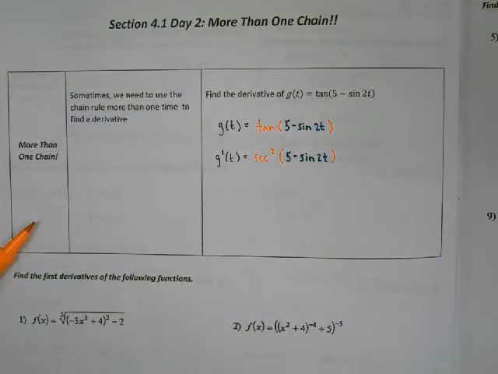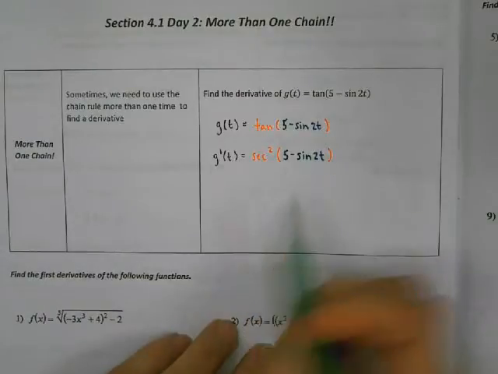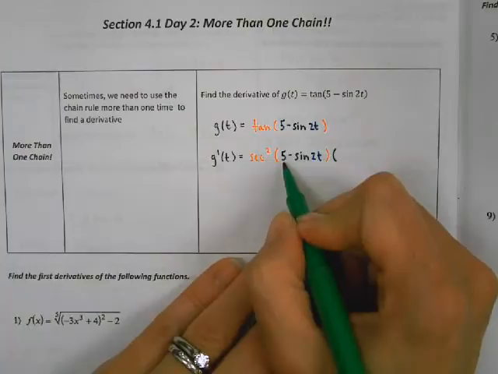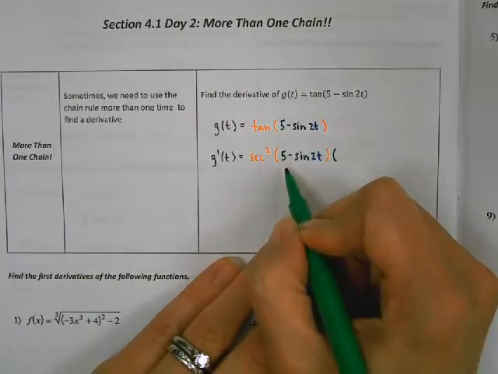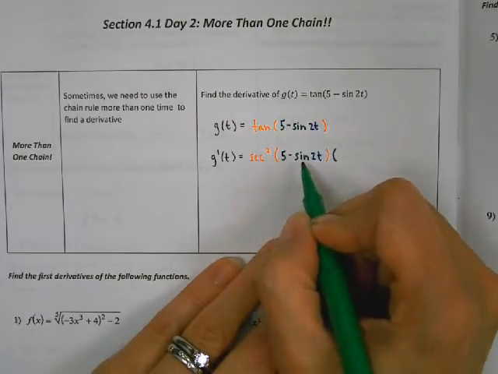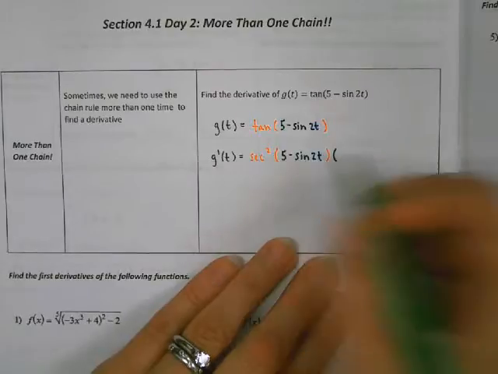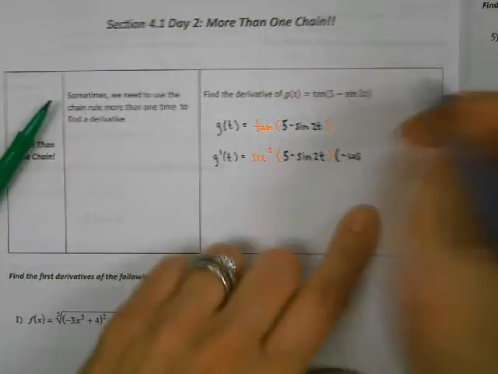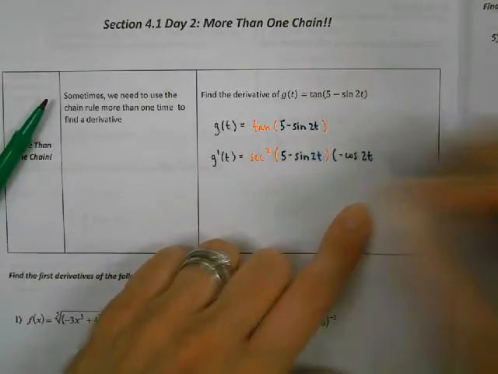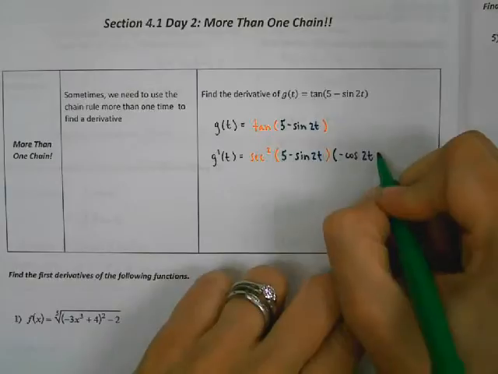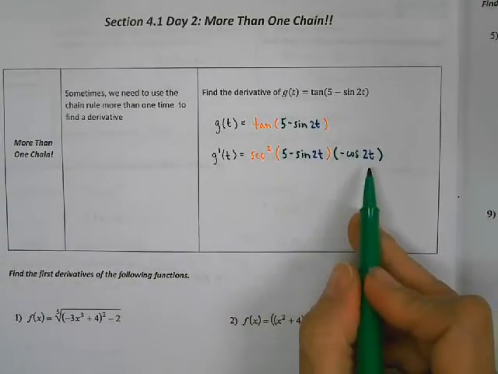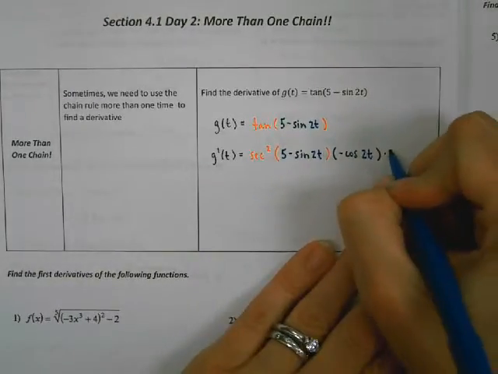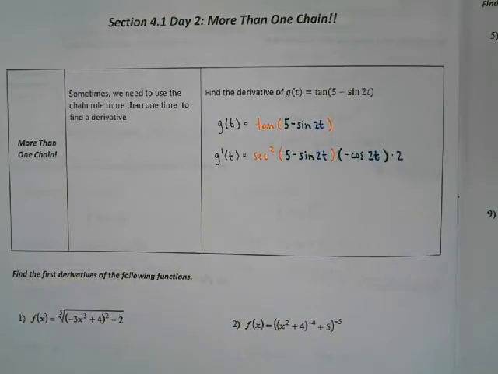So now I'm going to differentiate my 5 minus sine of 2t. When I take the derivative of this, obviously my 5 turns into 0 since that's a constant. My derivative of negative sine turns into negative cosine, and my argument still stays 2t. And last but not least, I have to differentiate that innermost function, which is 2t, and my derivative is 2.